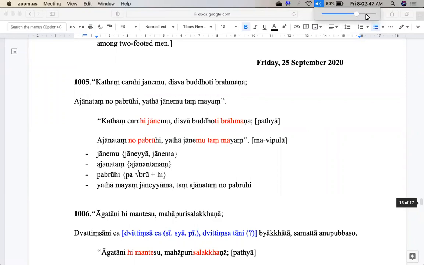Okay, let's start today by reciting Namo Tassa 3 times.